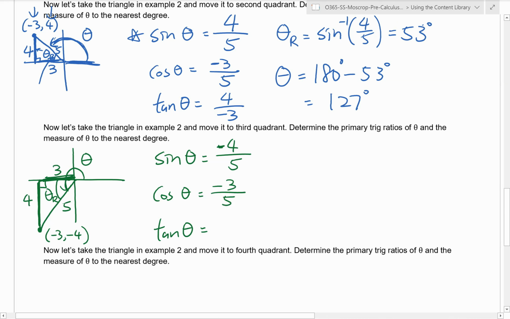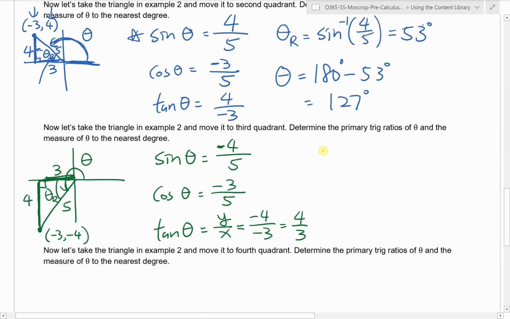Tangent theta is opposite over adjacent, so that was y/x. If you recall from the previous lesson, tangent theta is y/x, which in this case is going to be negative 4 divided by negative 3. Again, they are negative because all the x and y values in the third quadrant are negative. Because both are negative, this turned out to be positive 4/3. So these would be the primary trig ratios for the angle theta in the third quadrant.